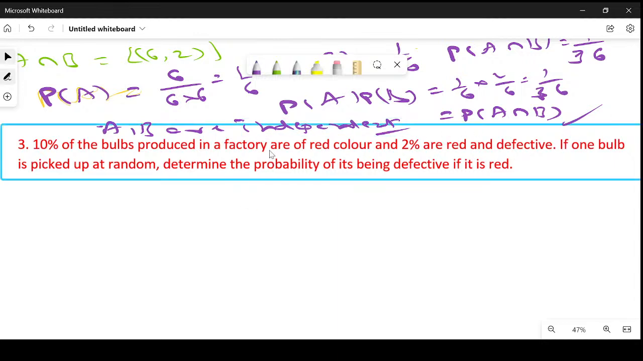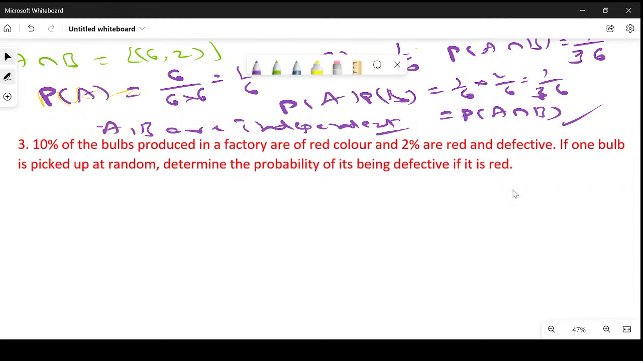So the given: 10% of the bulbs produced in the factory are of red color and 2% are red and defective. If one bulb is picked at random, determine the probability of its being defective if it is red. So we have defective, not defective, two cases. You can consider the bulb is red and defective.